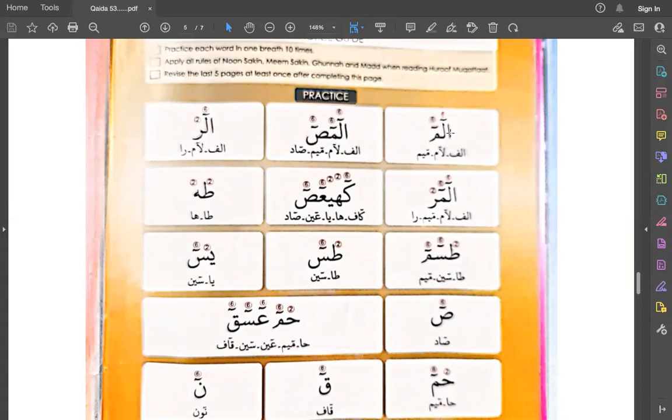The first one is Alif. Alif, we will say it as is. We will not make it long, we will not make it short, as is. Alif, Alif, Alif.